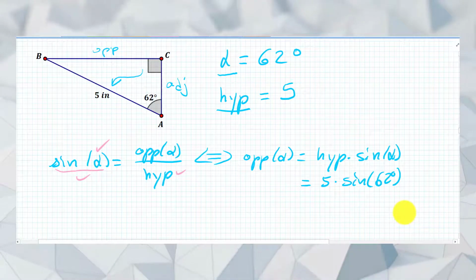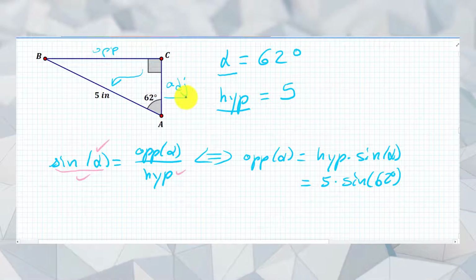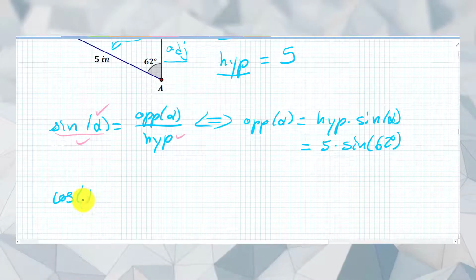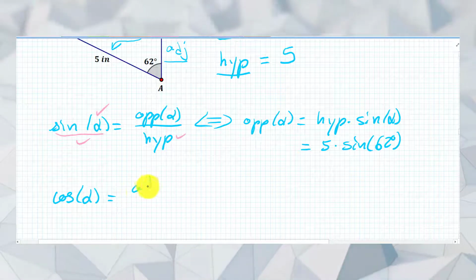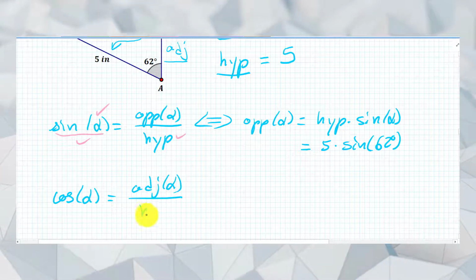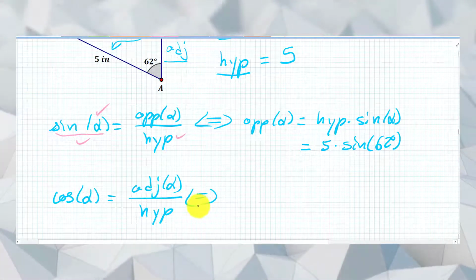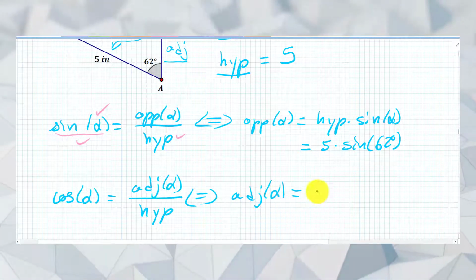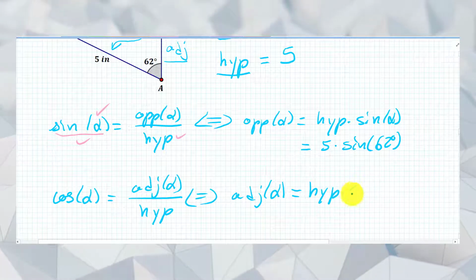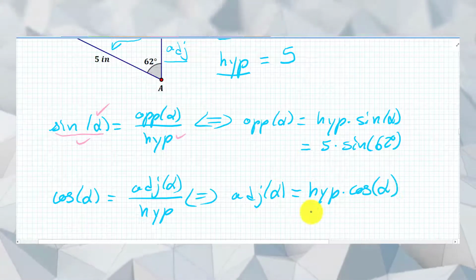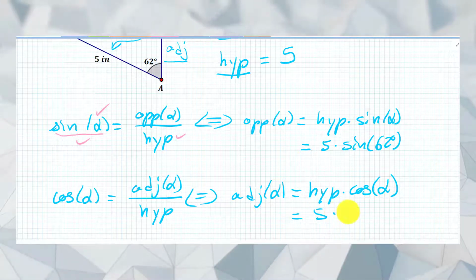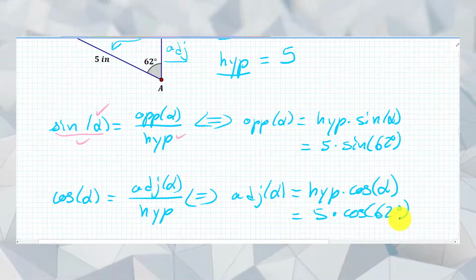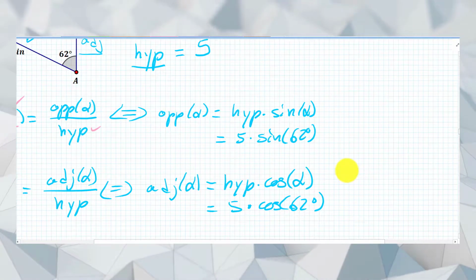So to find the adjacent, I need to use the cosine of alpha, right? So we have cosine of alpha equals adjacent of alpha divided by the hypotenuse. So that means if you solve for the adjacent, you have that the adjacent side of alpha is the hypotenuse times the cosine of alpha. The hypotenuse is 5, and I will multiply this by the cosine of 62 degrees. All right, so now I can take my calculator.